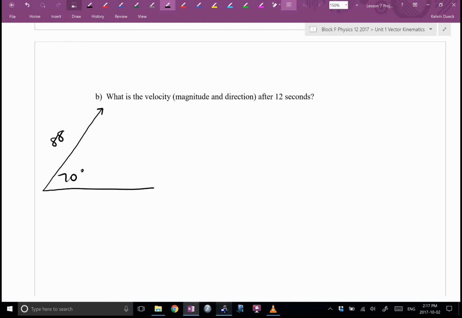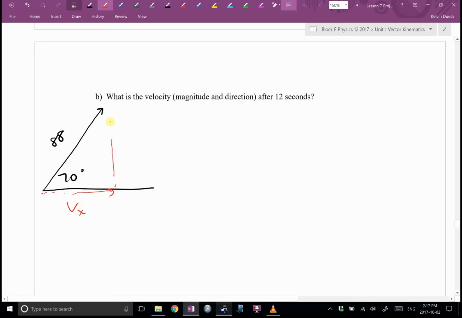Now, this question is a bit different. What's it asking me to find? What after 12 seconds? It's asking me to find a slanty velocity. I'm going to dig in a second beyond this. But first of all, is this a projectile? Probably going to solve this with a t-table. Do you see angles, components? Do that first.